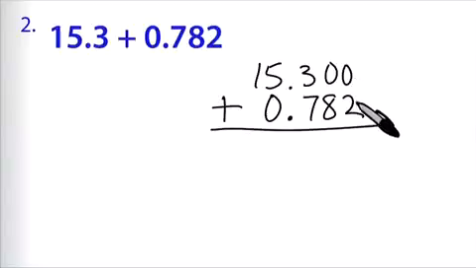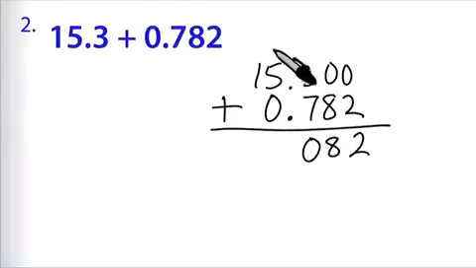All right, so we have 0 plus 2 is 2. 0 plus 8 is 8. 3 plus 7 is 10. So we put a 0 in the answer line, and we carry the 1. Put it up there. 5 plus 1 is 6. And then 1 plus nothing is 1. And we're almost done. We just need to put a copy of the decimal point in our answer. And we have our answer of 16.082.